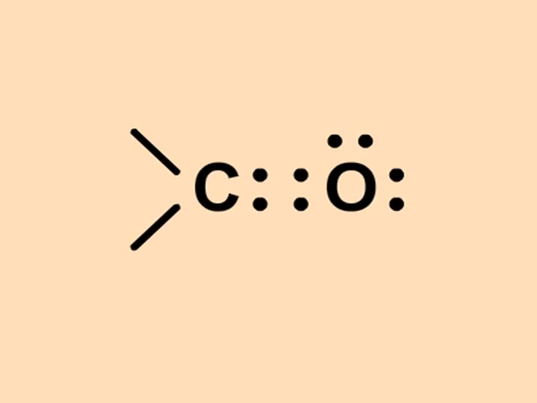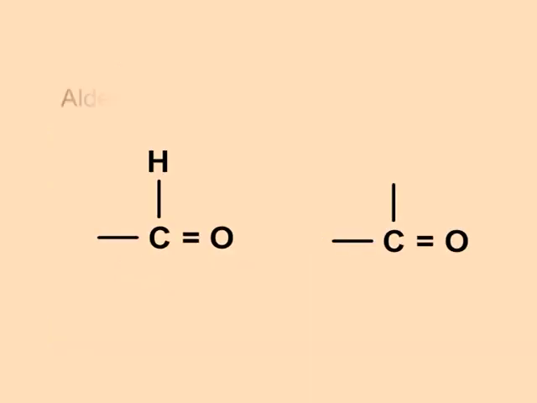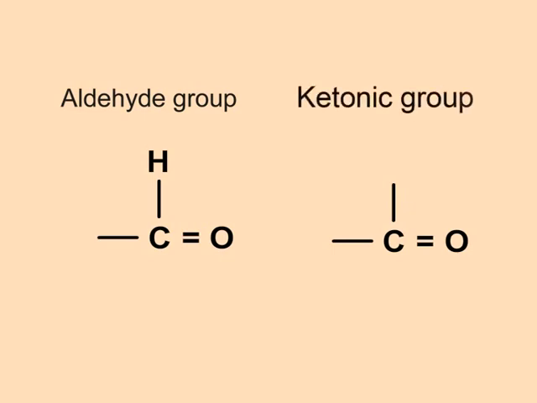The electronic structure of carbonyl group is as shown on the screen. In aldehydes, the carbonyl group is attached to one hydrogen atom and one alkyl or aryl group, whereas in ketones, it is attached to both alkyl or aryl groups. The functional group of aldehydes, as shown on the screen, that is CHO, is also called aldehyde group, while the functional group of ketones, that is C double bond O, as shown on the screen, is called ketonic group.